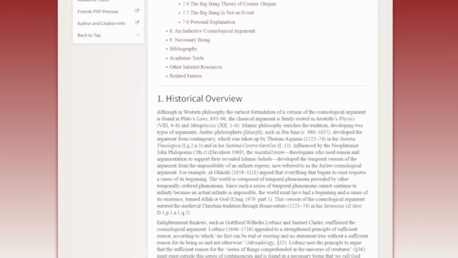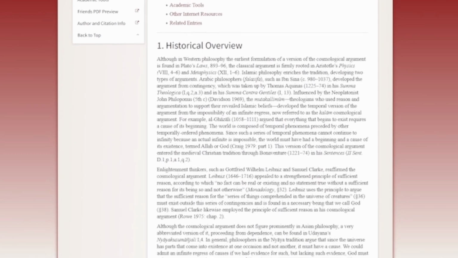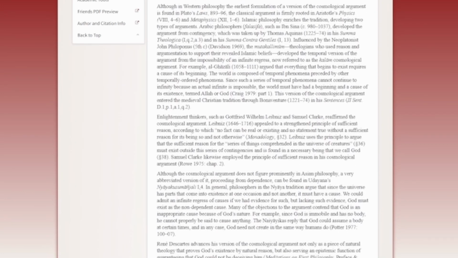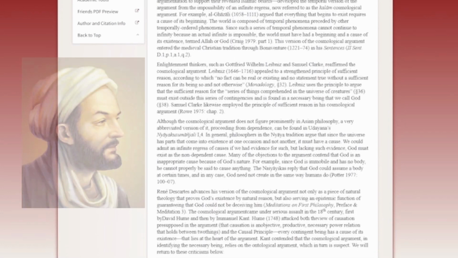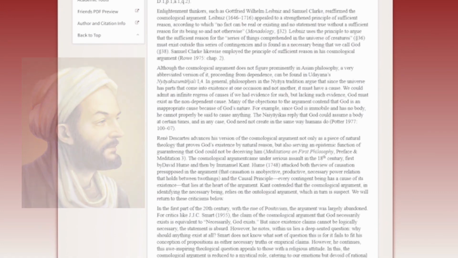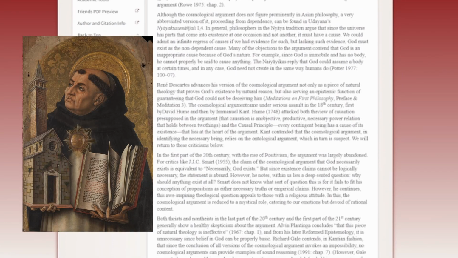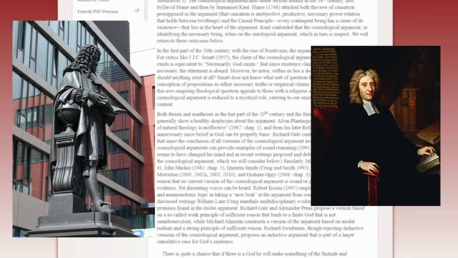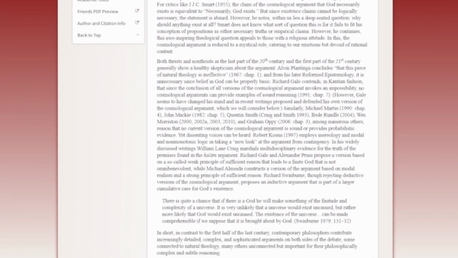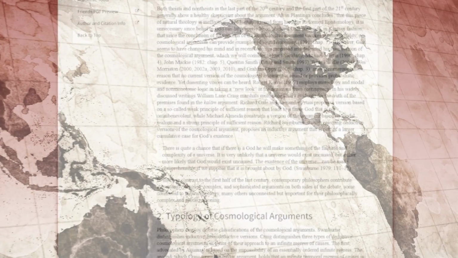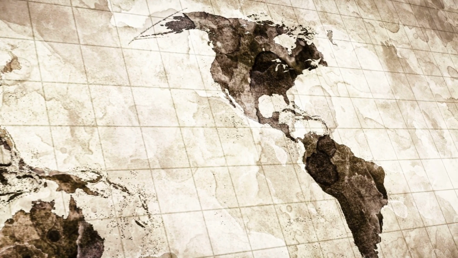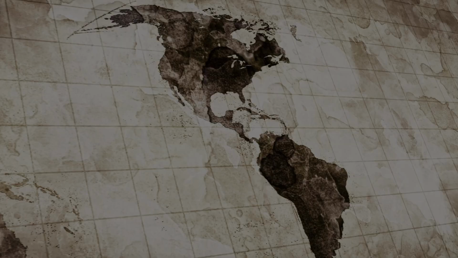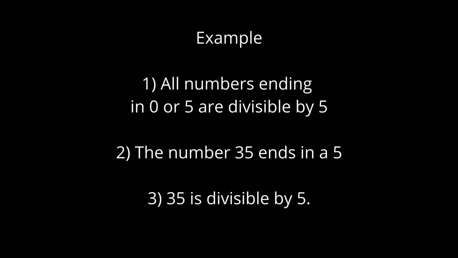There is a large history behind the contingency argument. According to the Stanford Encyclopedia of Philosophy entry on cosmological arguments, Arabic philosophers such as Ibn Sina developed the argument from contingency, which was taken up by Thomas Aquinas in his Summa Theologica. Then thinkers like Gottfried Wilhelm Leibniz and Samuel Clarke reaffirmed the cosmological argument, and this class of argumentation is still used today. With such a broad history, there are many variations of the argument proposed, and here we will cover just one of many. Now, in terms of structure, this is a deductive argument, which means if we affirm the premises, the conclusion logically follows and is inescapable.